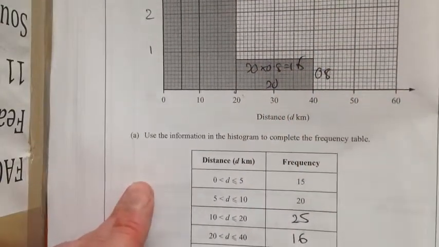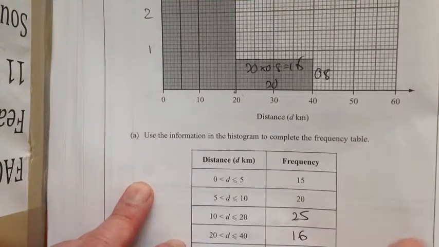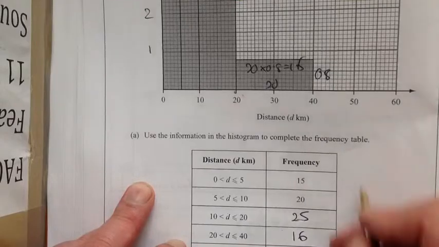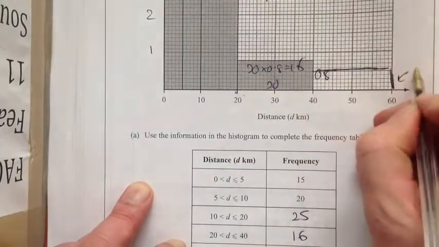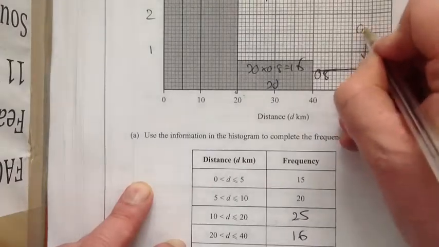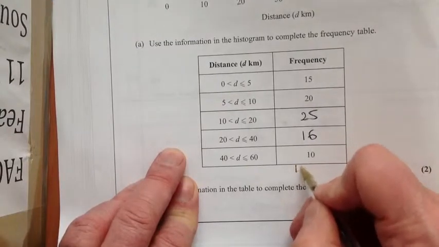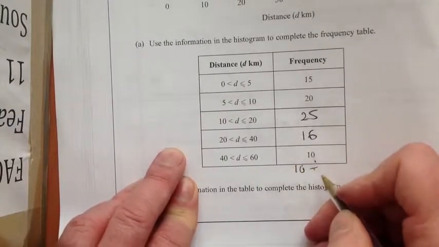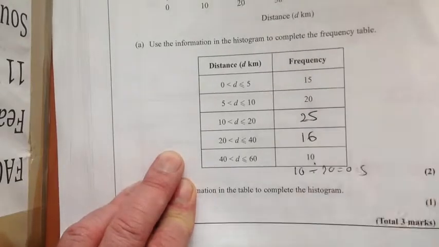Okay, use the information to complete the table. So we've got a frequency of 10, so 10 divided by 20 is 0.5, so we need to come across there, so that's 0.5. Okay, so there's the 10, so it's 10 divided by 20 equals 0.5 for the height.